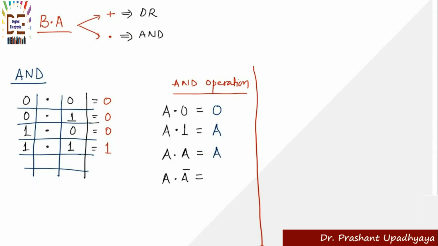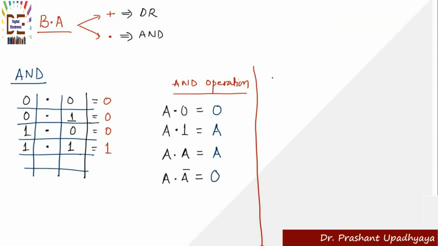And if I ask you what will be a multiplied by a bar, a multiplied by a bar will be your 0. Why? Because if I suppose my a is 1, my a bar will be equal to 0. So 1 multiplied by 0 is going to give you 0. So a into a bar will be your 0.